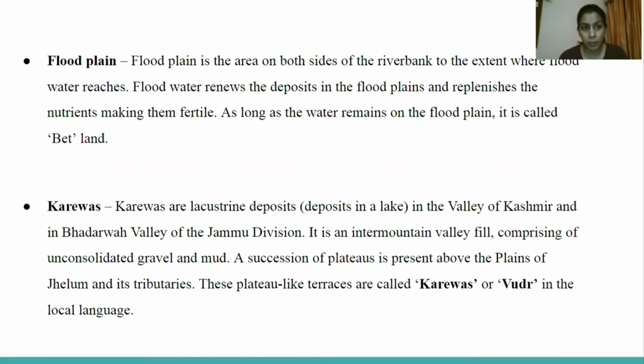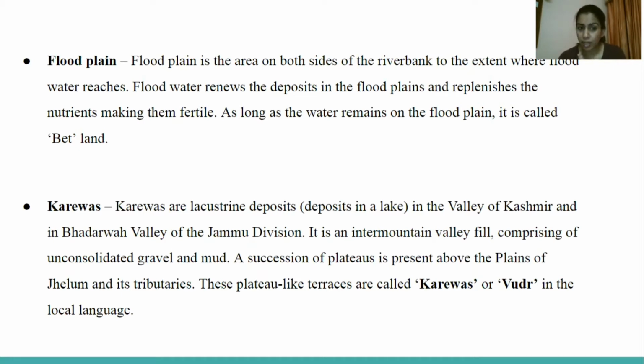The next is floodplain. Floodplain is an area on both sides of the river bank to the extent where flood water reaches. It's very clear with the name. So flood water renews the deposits in the floodplains and replenishes the nutrients, making them fertile. As long as the water remains on the floodplain, it is called wetland.